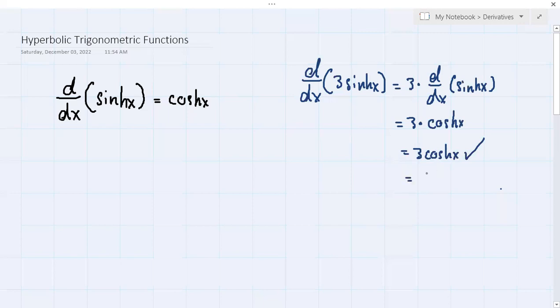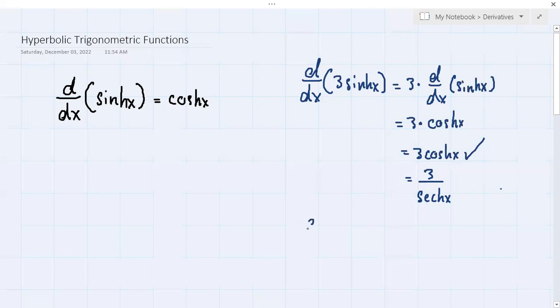Or pwede namang siyang maging 3 all over secant hx. Remember, yung sinasabi kong reciprocal identity, yung kumbaga parang yung sine x is the same as 1 all over cosecant x. Cosine x is the same as 1 all over secant x. Diba? Yung reciprocal identities ng trigonometry is just the same as sa hyperbolic trigonometric function. Hence, kung alam natin na si cosine x is the same as 1 all over secant x, then we can rewrite cosine hx as 1 all over secant hx.